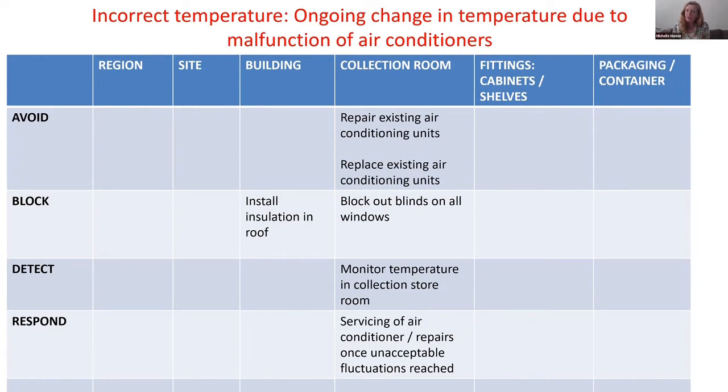Detect, you can monitor your temperature. That is an intervention, but it's not going to solve the problem, but it is something at that action of detect. And then respond. So if you pick up that your temperatures are going up too much or there's too much fluctuation, your response should be servicing of the air conditioner or repairs once you reach a level of unacceptable fluctuations. So you can see for this, it's mostly at the collection room, and there is something you can do at all the different levels. So you think of everything you could do.